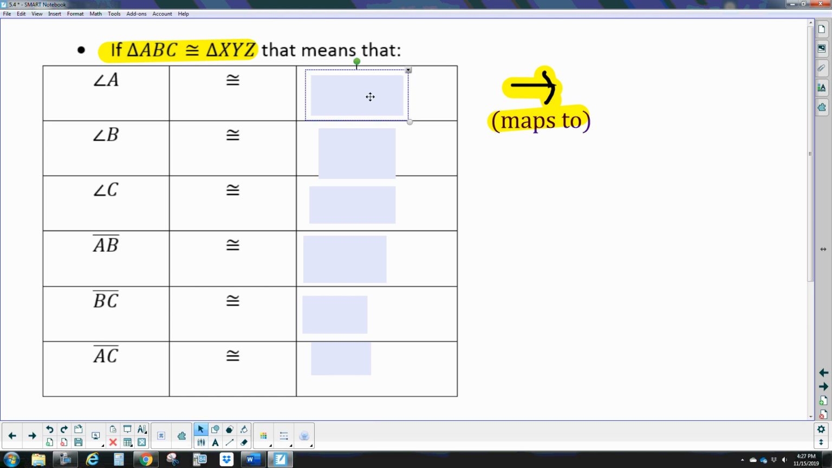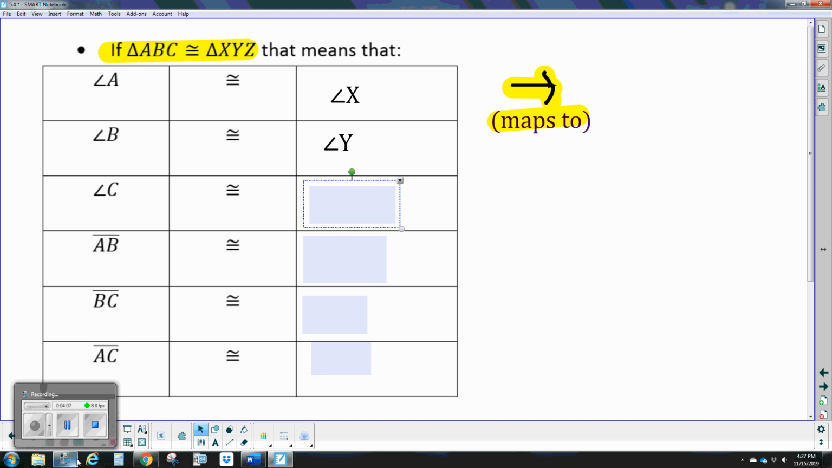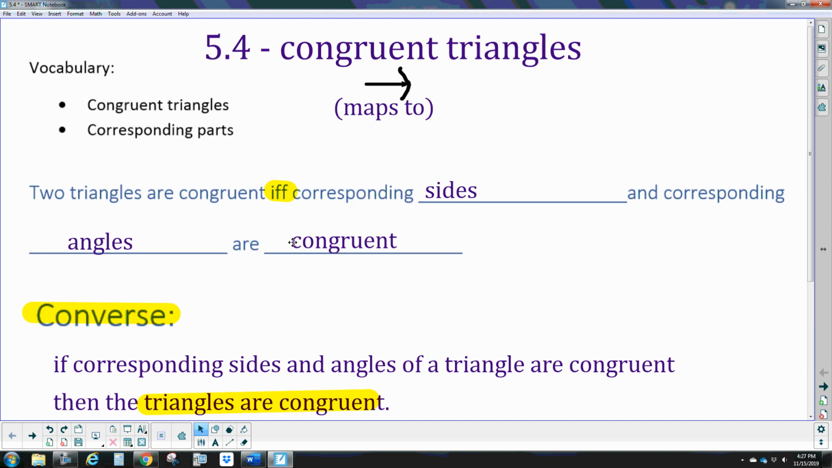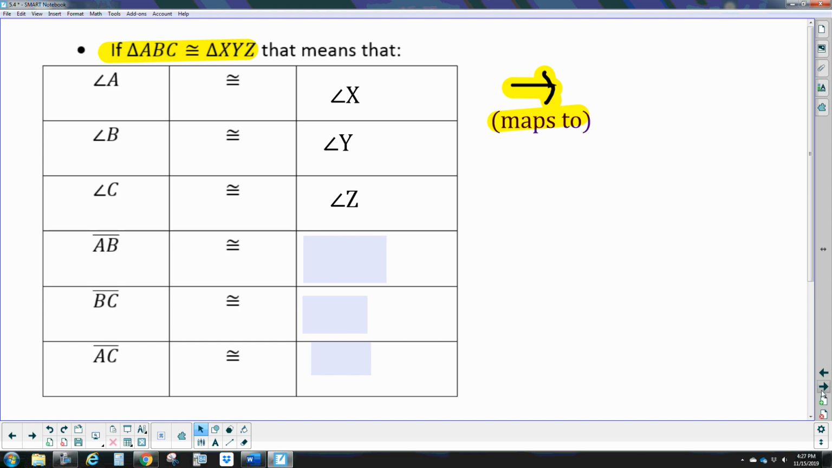So if those two triangles are congruent, then angle A has to be congruent to its corresponding part, which is angle X. Angle B has to be congruent to its corresponding part, which is angle Y. And angle C has to be congruent to its corresponding part, which is angle Z. So that's the first part of the statement. Remember we said corresponding sides and angles. Okay, so we got the angles part. Now let's look at the sides.